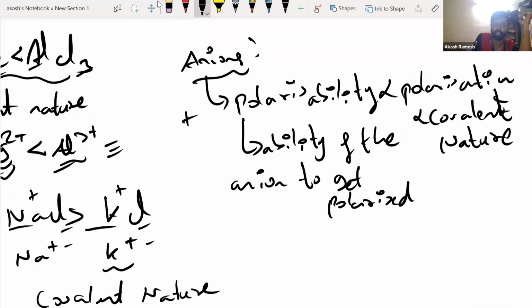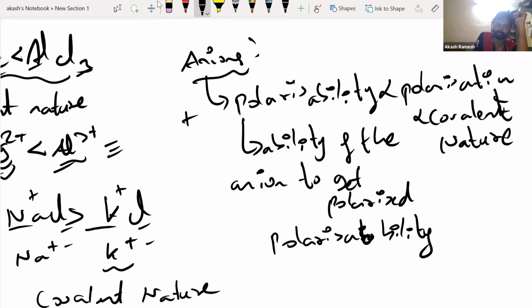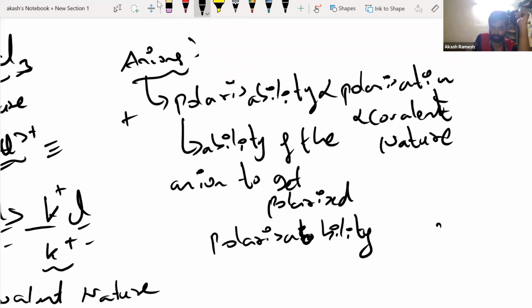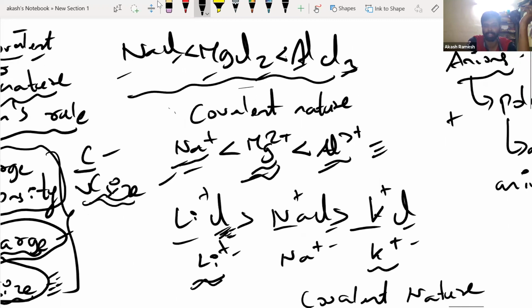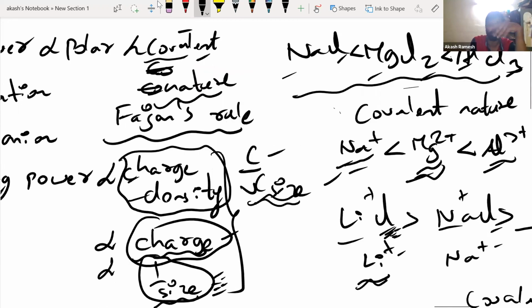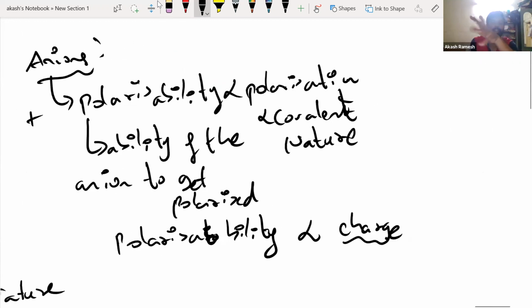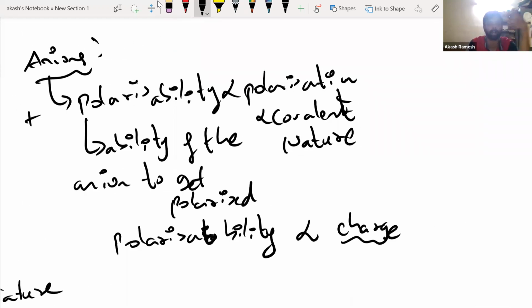Coming to the point. For polarizability, the first criterion is again charge. Obviously, more amount of charge means more polarizability. It is very easily understood, is it not? If I have more amount of negative charge, more amount of electrons will be there. Obviously, those electrons can be easily distorted, in the sense that they can easily come out and get shared between the cation and anion. I'm talking about the charge of the anion, people.